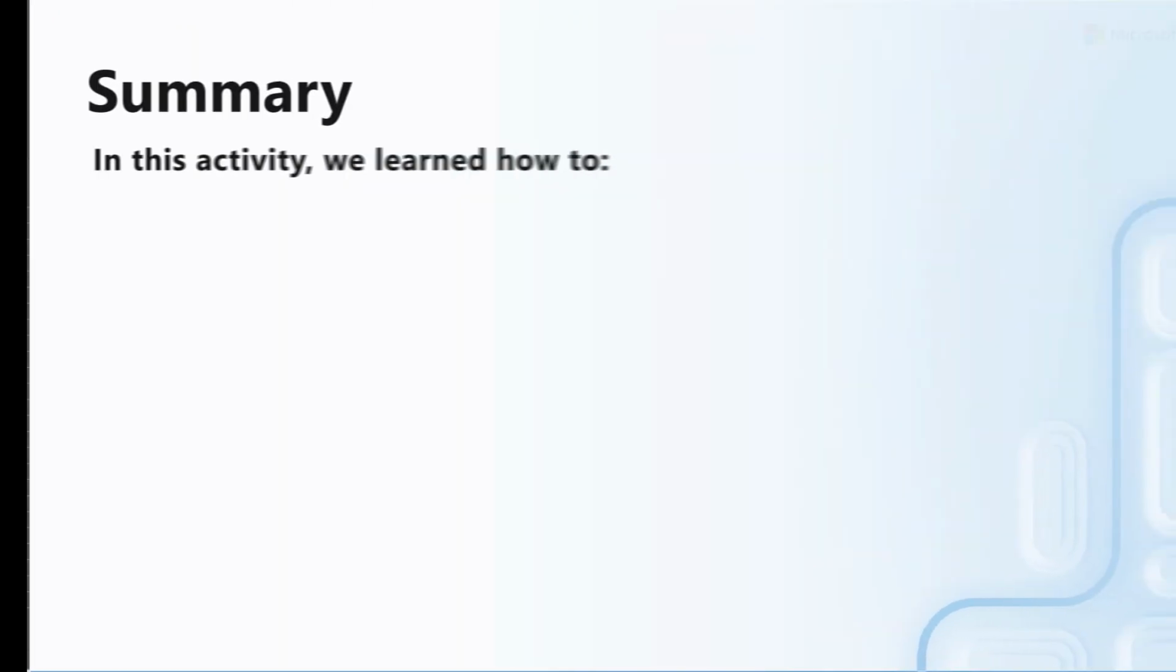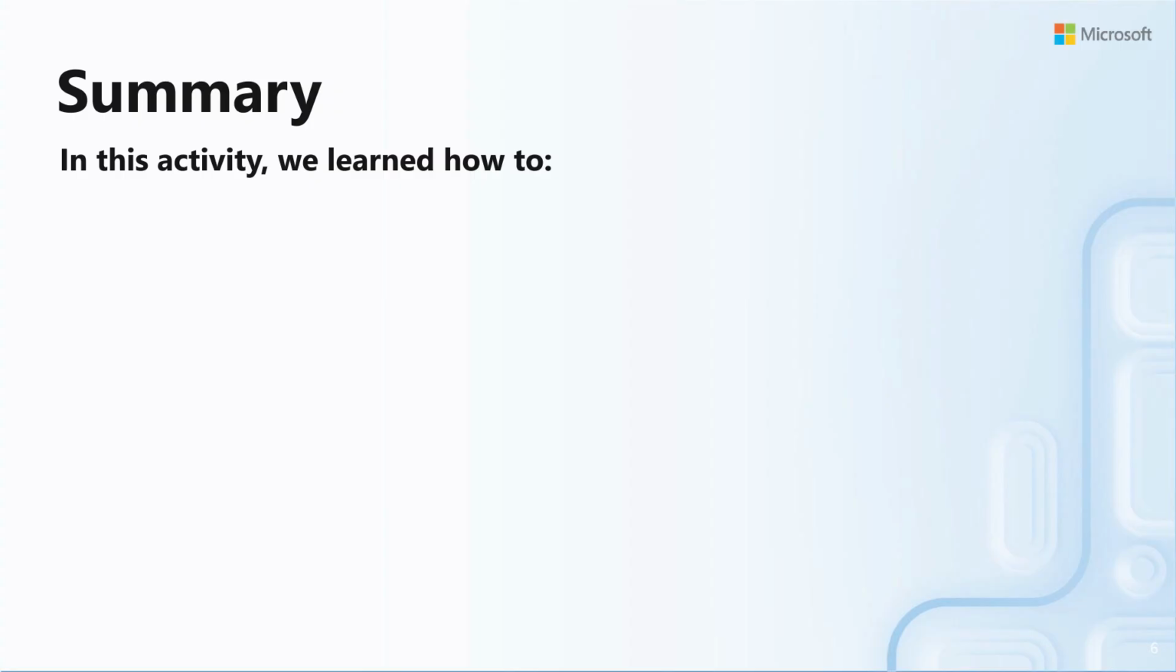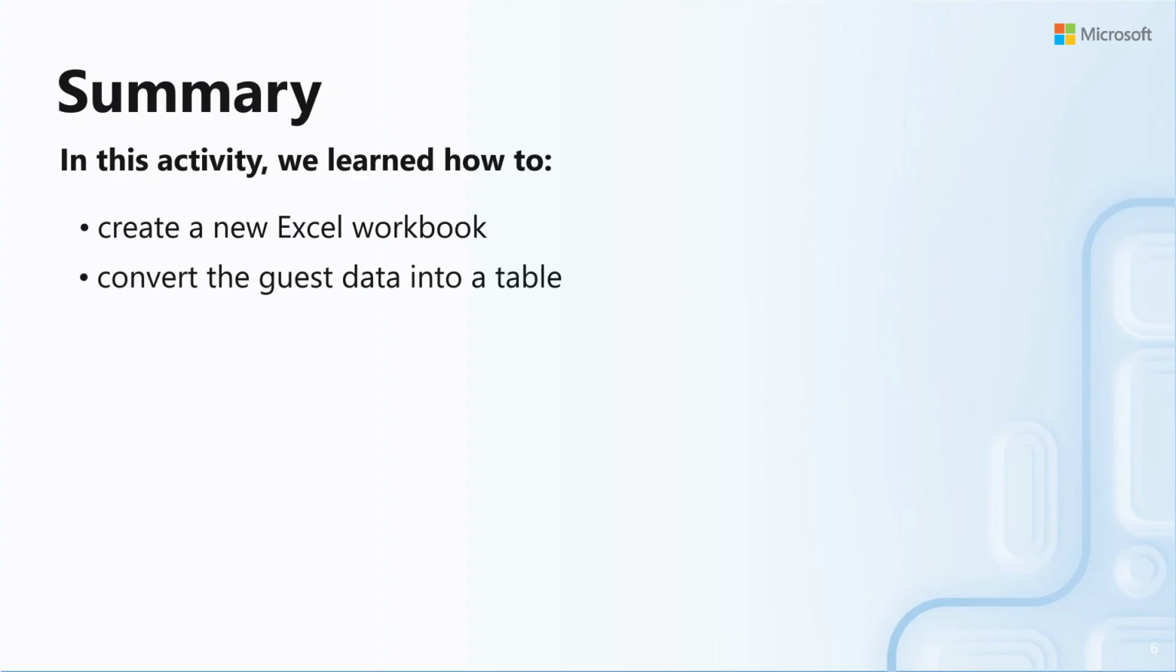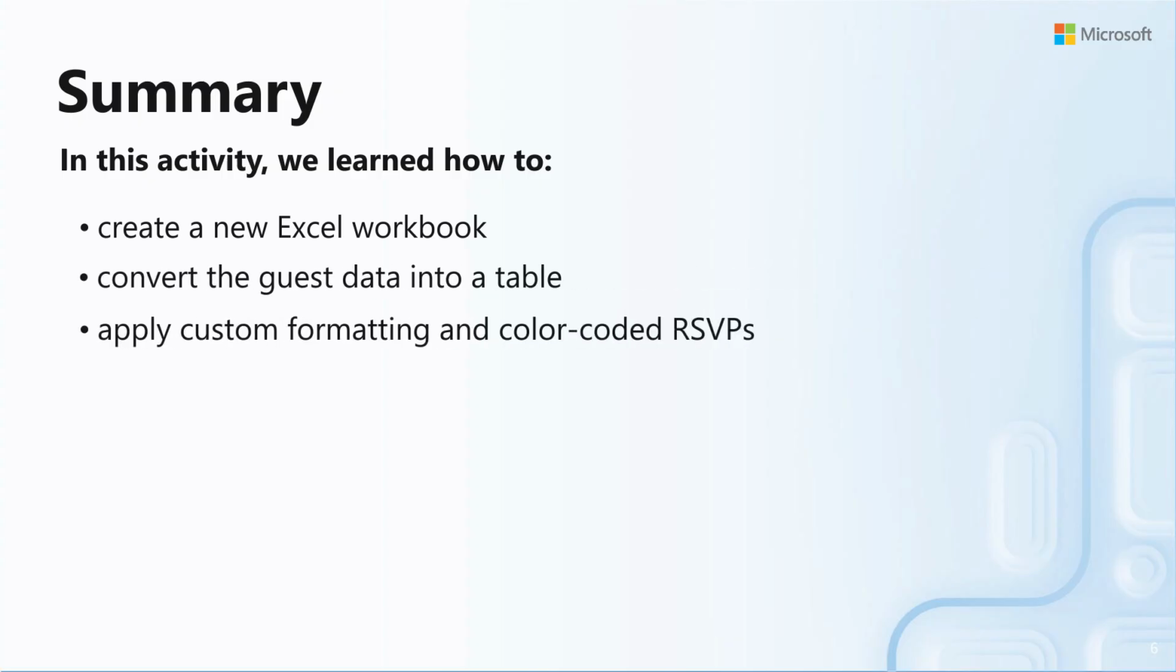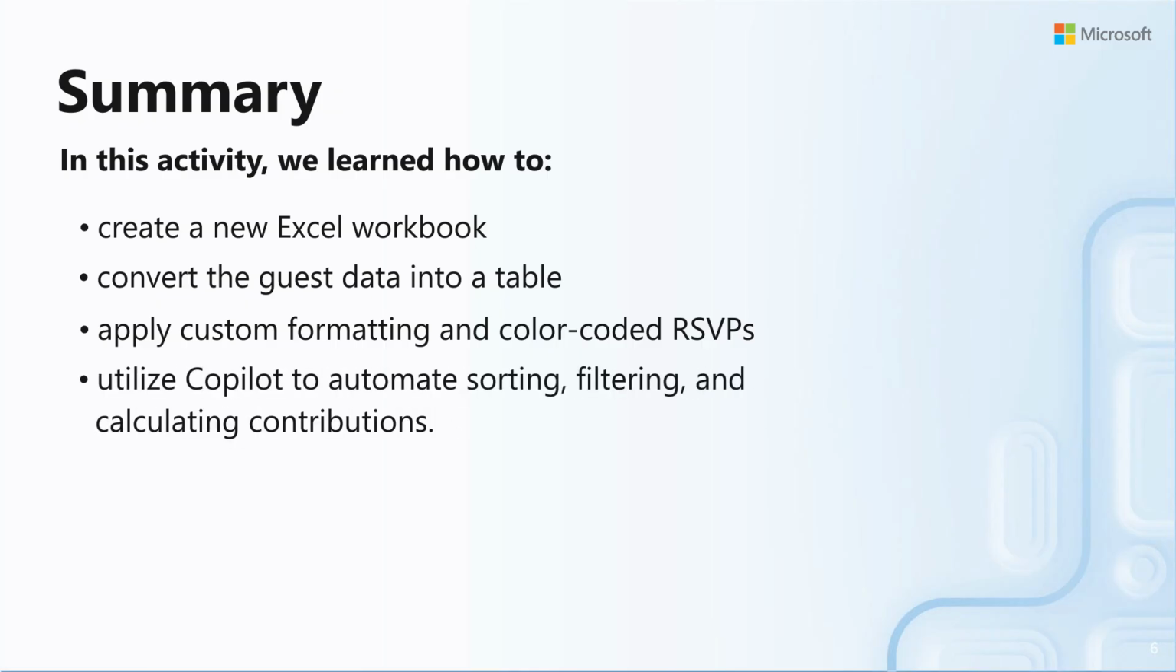Great! Let's recap what we've done. In this activity, you learned to create and manage guest lists in Excel. You began by entering and organizing guest details into a new workbook, creating separate worksheets for general guest information and detailed contact data. The next step involved converting this data into a table to facilitate sorting and filtering. You then applied formatting and color coding to enhance readability. With Copilot, you automated tasks such as sorting and filtering and performed calculations to track contributions.